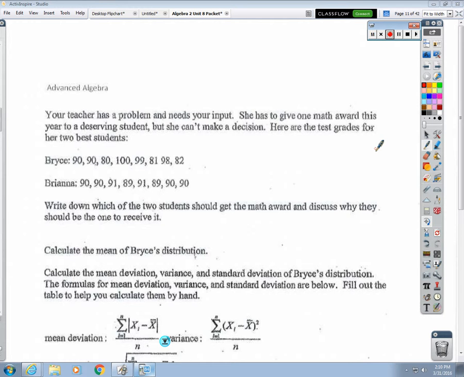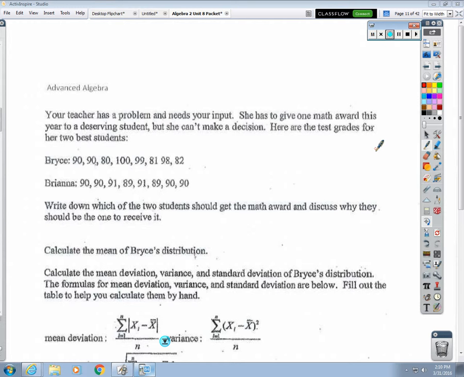Your teacher has a problem and needs your input. She has to give one math award this year to a deserving student, but she can't make a decision. Here are the test grades for her two best students. Bryce made a 90, 90, 80, 100, 99, 81, 98, 82. Brianna's test scores were 90, 90, 91, 89, 91, 89, 90, 90.